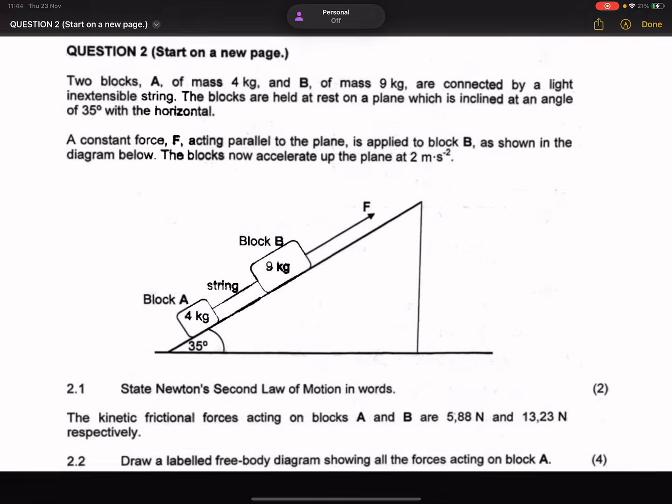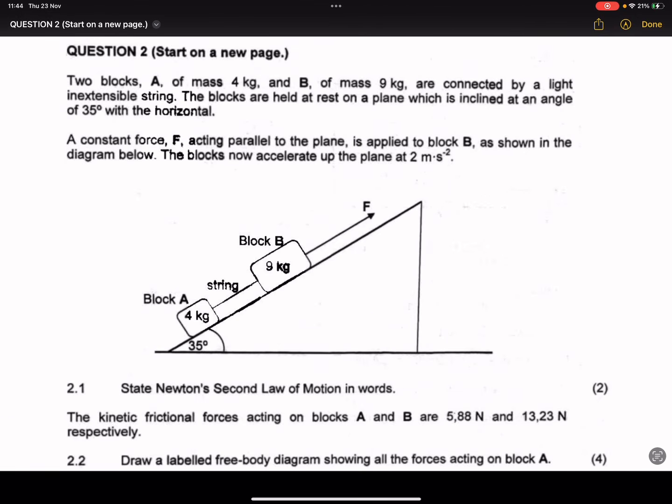They say we've got 2 blocks of mass. So we've got block A of mass 4 kg and B, which has a mass of 9 kilograms, that are connected by a light inextensible string. The blocks are held at rest on a plane which is inclined at an angle of 35 degrees. A constant force F acting parallel to the plane is applied to block B, as shown in the diagram. The blocks now accelerate up at 2 meters per second squared.